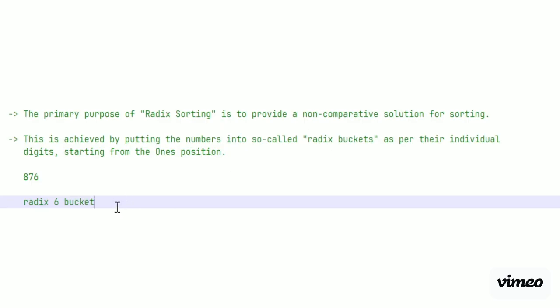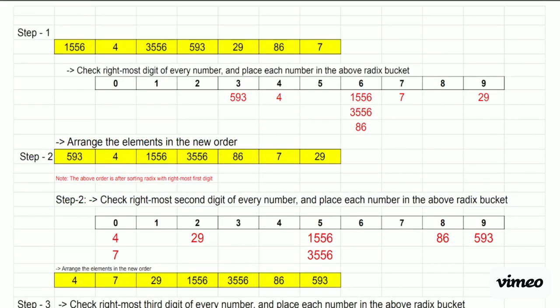Now what is this bucket? I have prepared a PDF for that. Let's go there. Suppose this is the data set, the part in the yellow. This is the data set. Now, what's the goal? I want to sort it in ascending order.